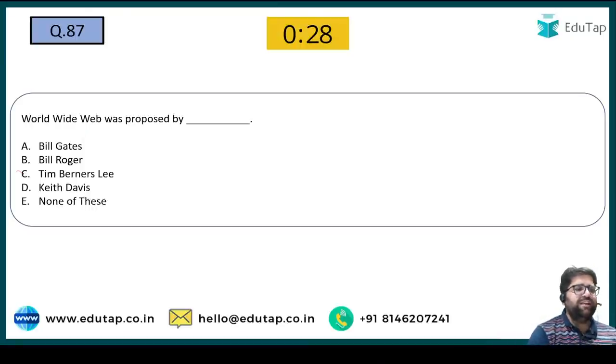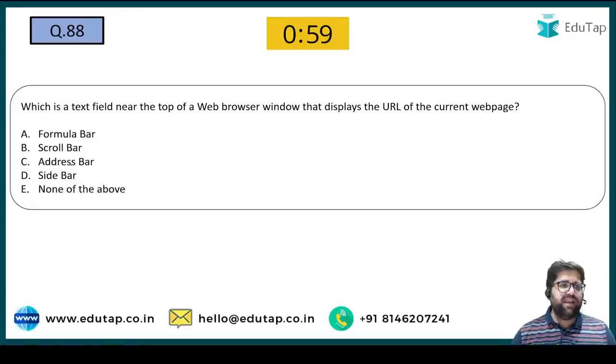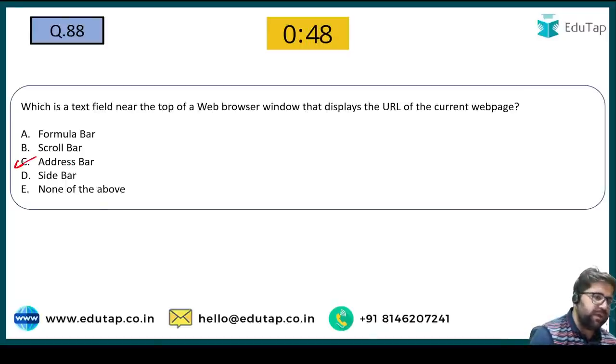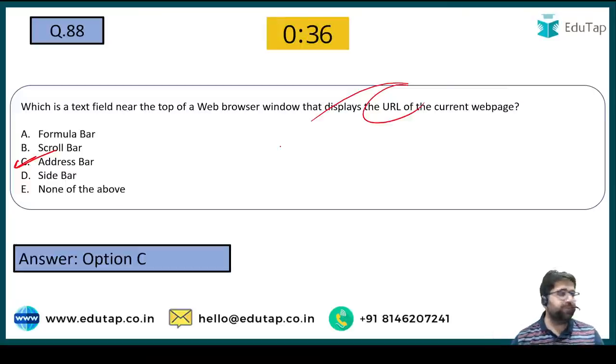Yes, Tim Berners-Lee, a very important name. Remember the father of computer, remember the modern father as well. Question number 88, which is the text field at the top of the web browser window that displays the URL of the current web page? A very easy question. I would say it's the address bar. Let's not waste much time over here, because under the address bar you will write all the URLs. For example, www.edutap.co.in is an example of a URL, and you will write that in the address bar.